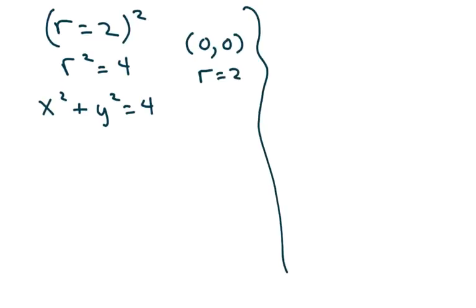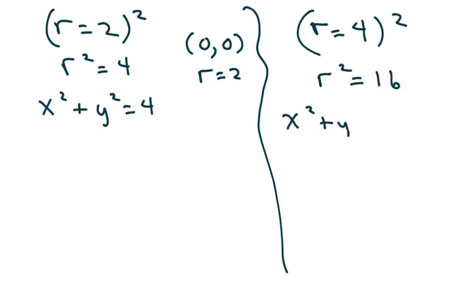And let's do another one. We have r equals 4. You square both sides. You get r squared equals 16, or x squared plus y squared equals 16. And that's a circle with center 0, 0, and r equal 4.